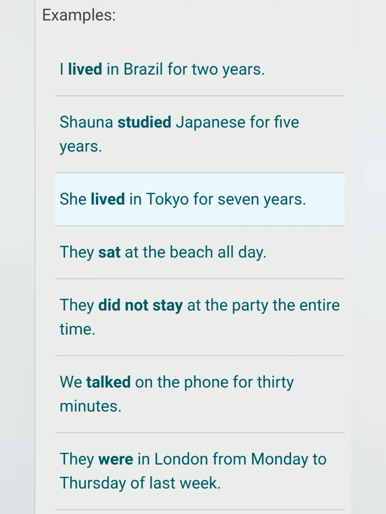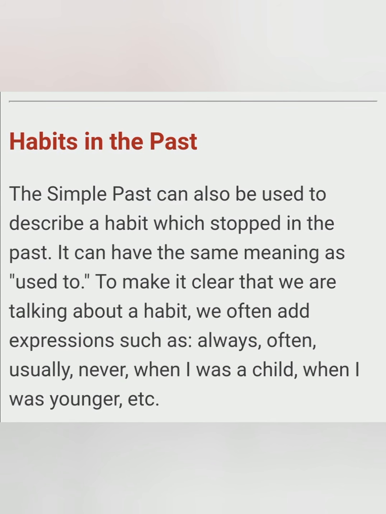And fourth, habits in the past. The simple past can also be used to describe a habit which stopped in the past. It can have the same meaning as used to, to make it clear that we are talking about a habit. We often add expressions such as always, often, usually, never, when I was a child, when I was younger.